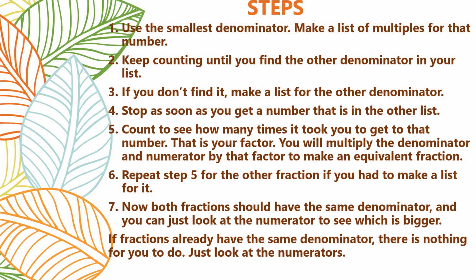You're going to repeat step 5 for the other fraction if you had to make a list for it. Now, both fractions should have the same denominator, and you can just look at the numerator to see which is bigger. If your fractions already have the same denominator, then there's nothing for you to do. You just look at the numerators and decide which one is greater and which one is less. So let's practice.